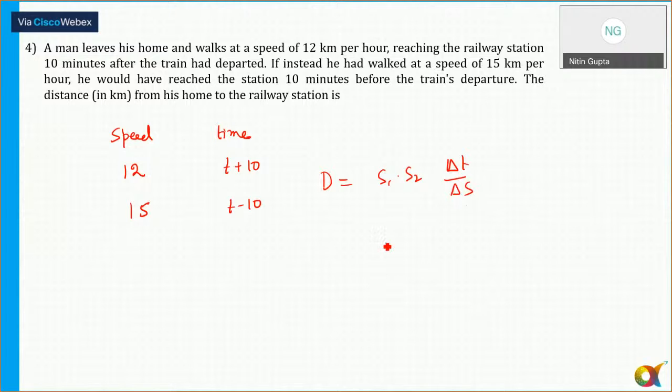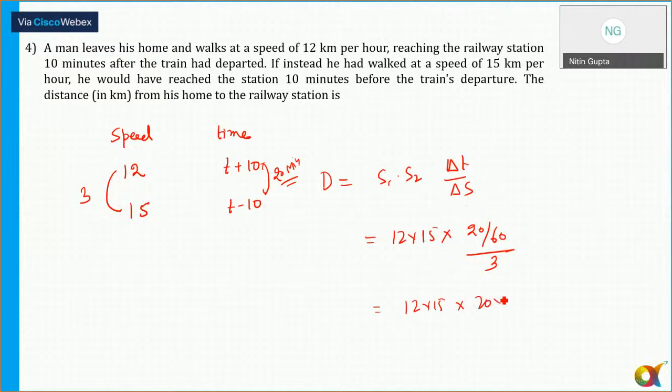What is the speed? That is 12 into 15 into change in time. The total time gap is 20 minutes, so write it in terms of hours. Change in time is 20 upon 60. And what is the change in speed in kilometers per hour? That is 3. So I'll say divided by 3. If you solve this, this is equal to 12 into 15 into 20 upon 60 into 3.